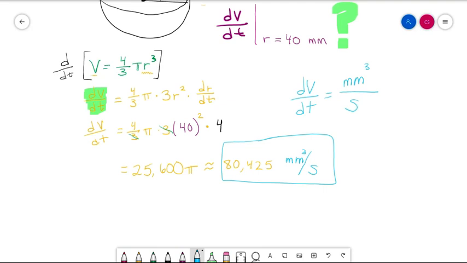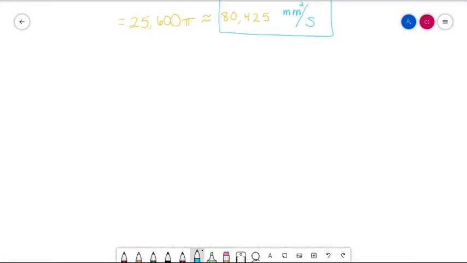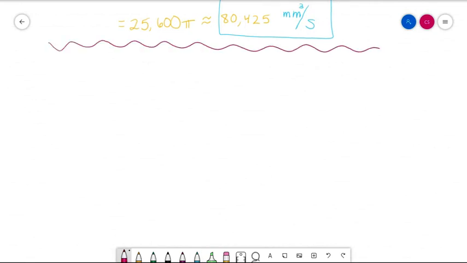Okay, so these are kind of big problems. So I want to write out some step-by-step approaches just to help us have a roadmap when we approach these problems, because again, they're big problems. So let's talk about the approach to related rates.